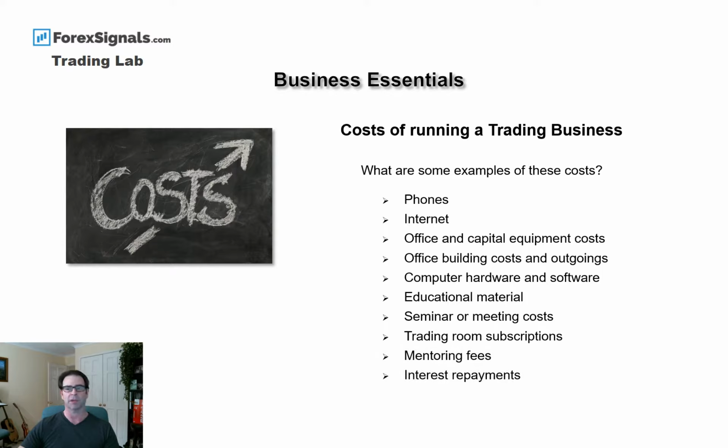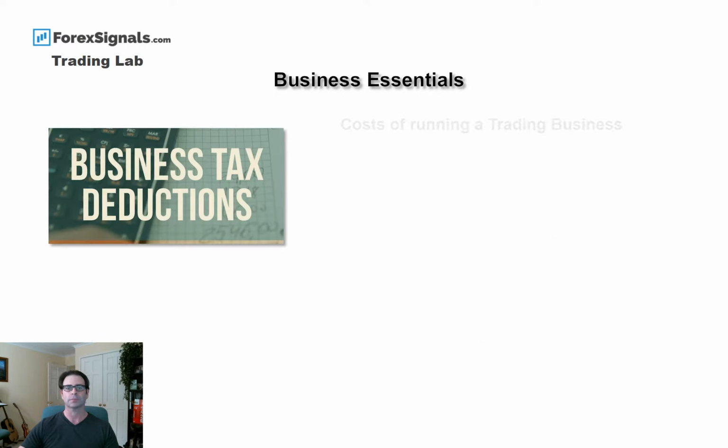Now these are just some examples. Interest repayments may apply if you've elected to pay off some of your computer equipment or things like that. Or you may have money on loan that you trade with, so there will be interest repayments against that. So they're costs of running our trading business. Now there are other costs as well. These are the typical costs.